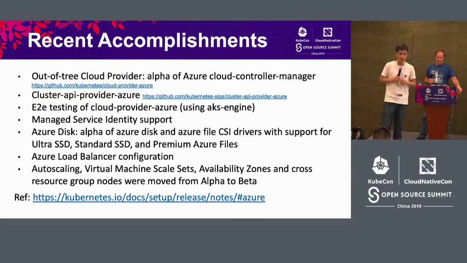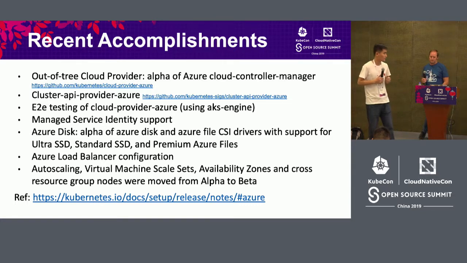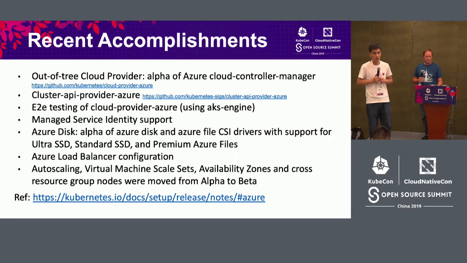And the last one is about many new features, for example auto-scaling, virtual machine scale sets, availability zones, and cross-resource group nodes. We have moved such features from alpha to beta. Actually, for virtual machine scale sets and auto-scaling support, they have reached GA, and they are also supported now in the AKS product. And if you want to check the recent updates, what we have done in the latest release and what bug fixes are there, you can check the Kubernetes release notes. Okay. Thanks.